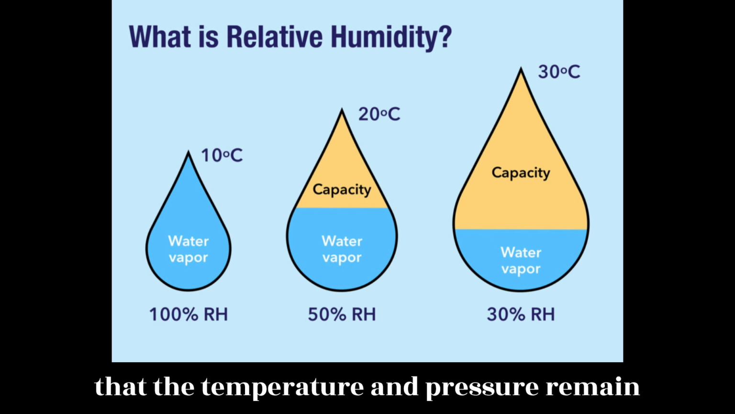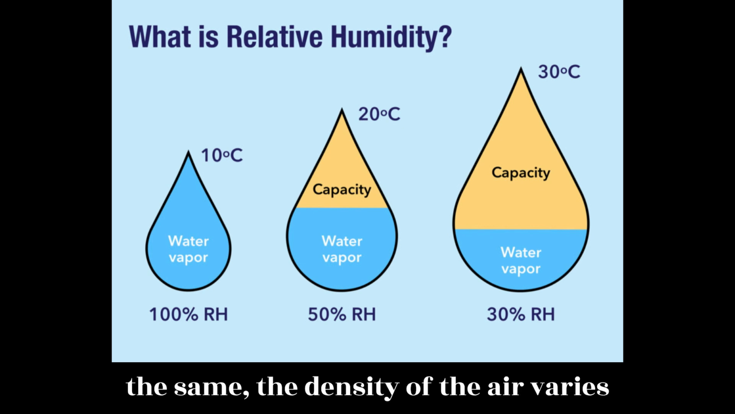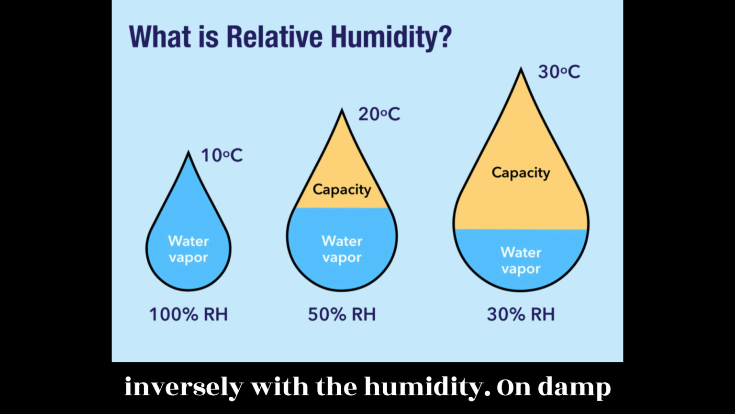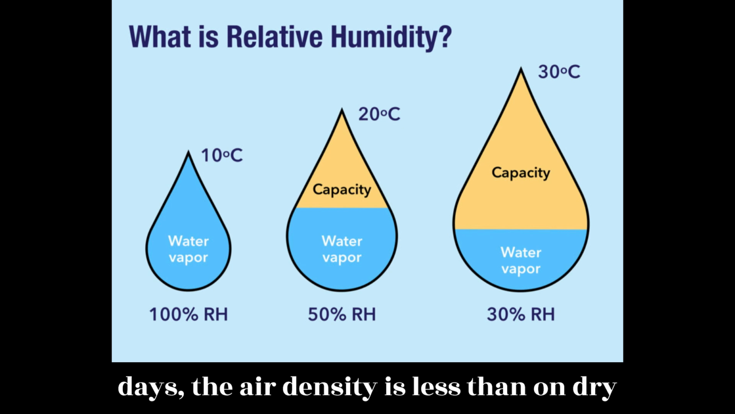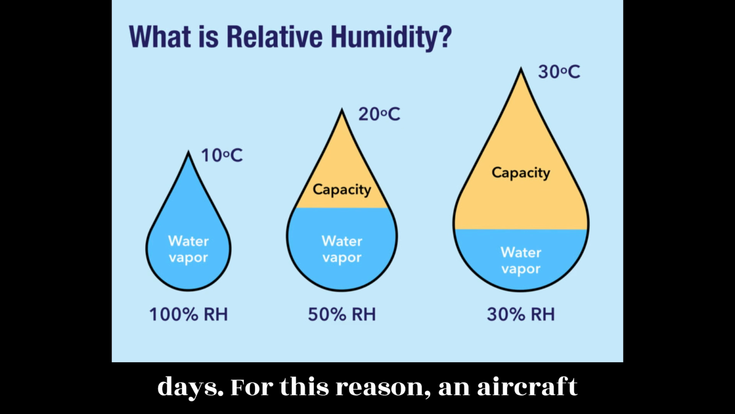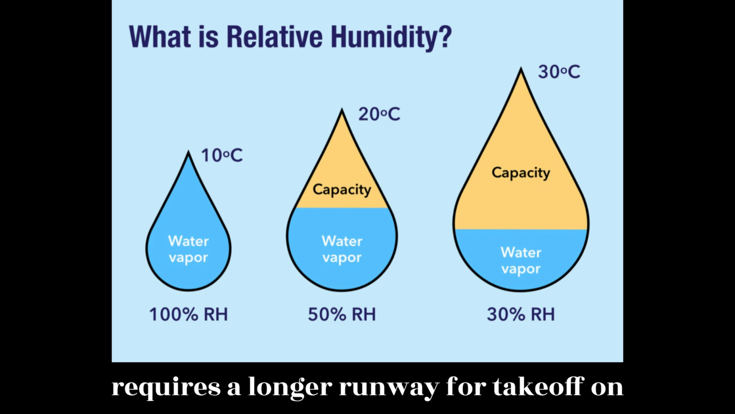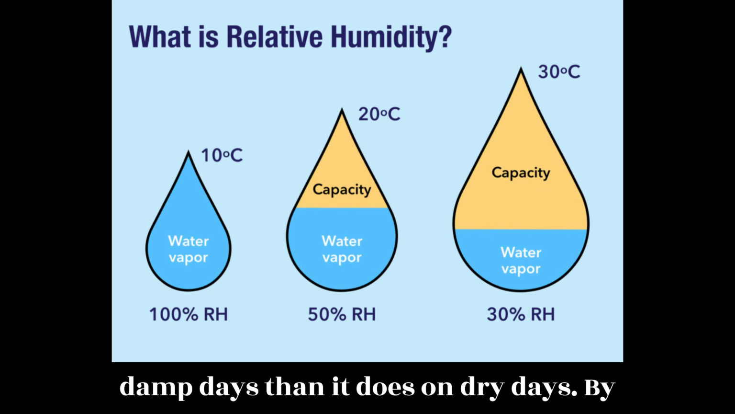Assuming that the temperature and pressure remain the same, the density of the air varies inversely with the humidity. On damp days, the air density is less than on dry days. For this reason, an aircraft requires a longer runway for takeoff on damp days than it does on dry days.